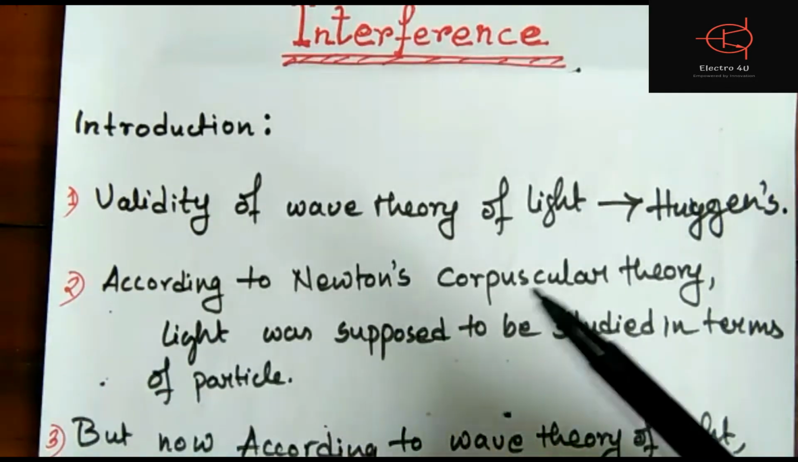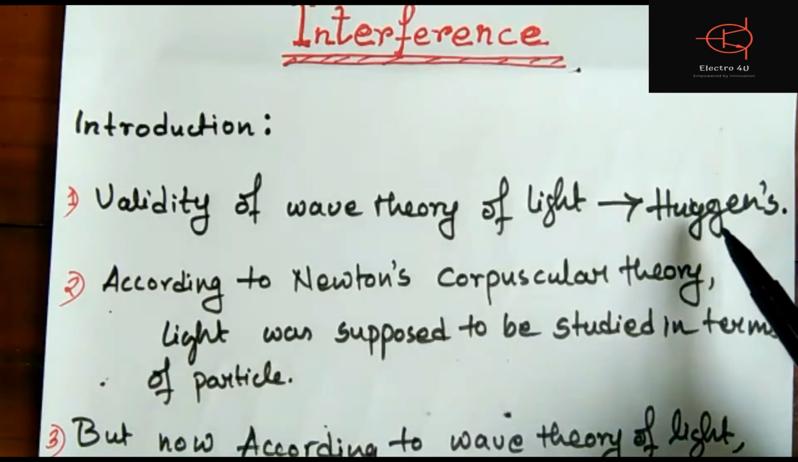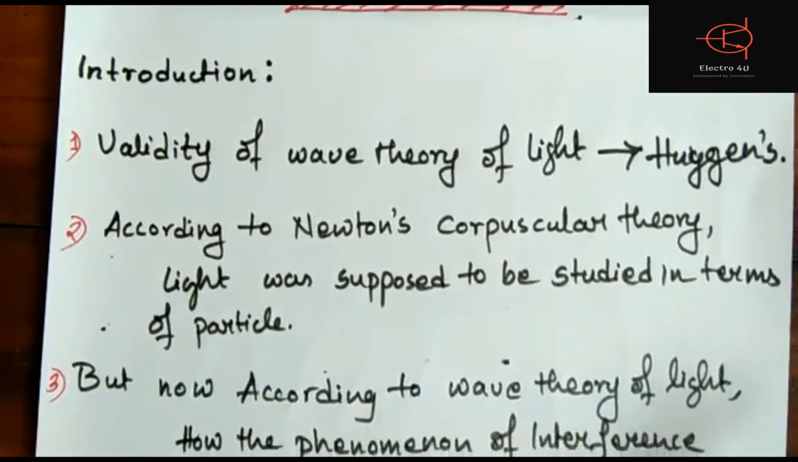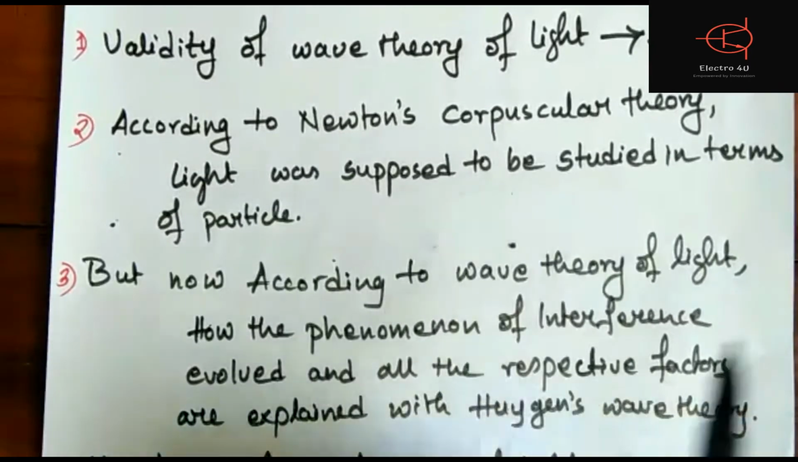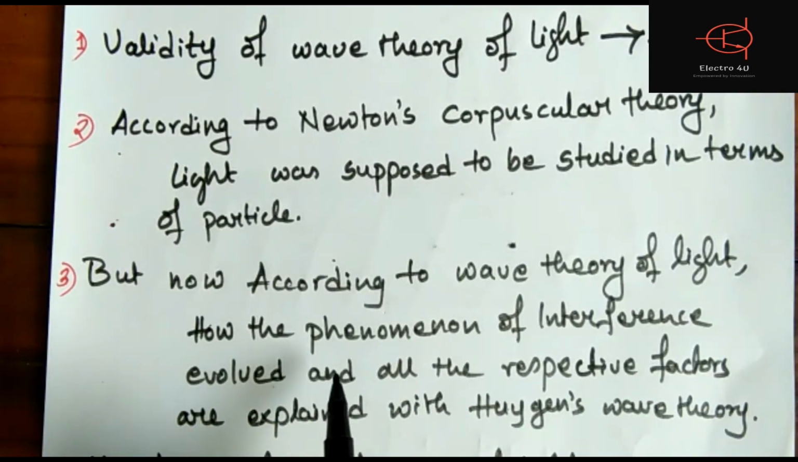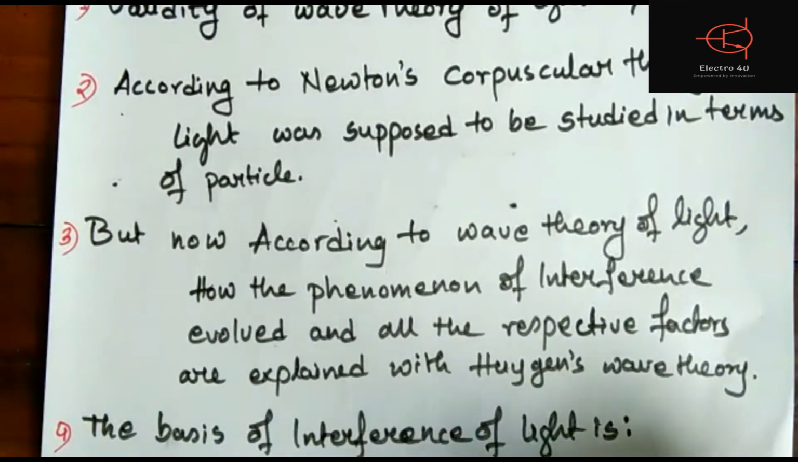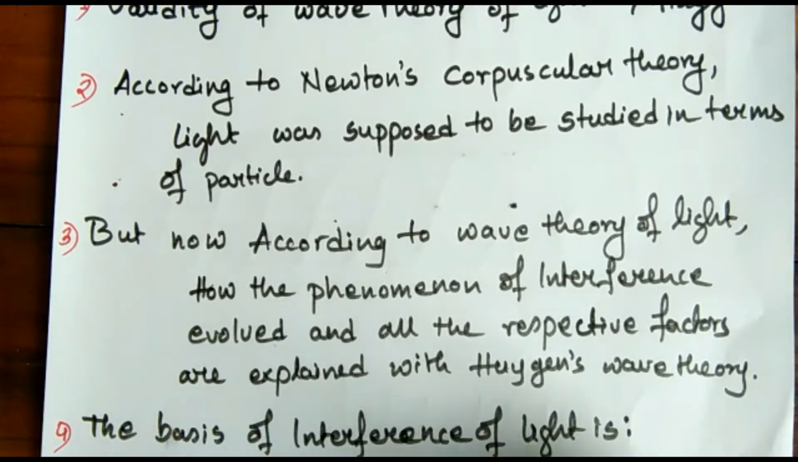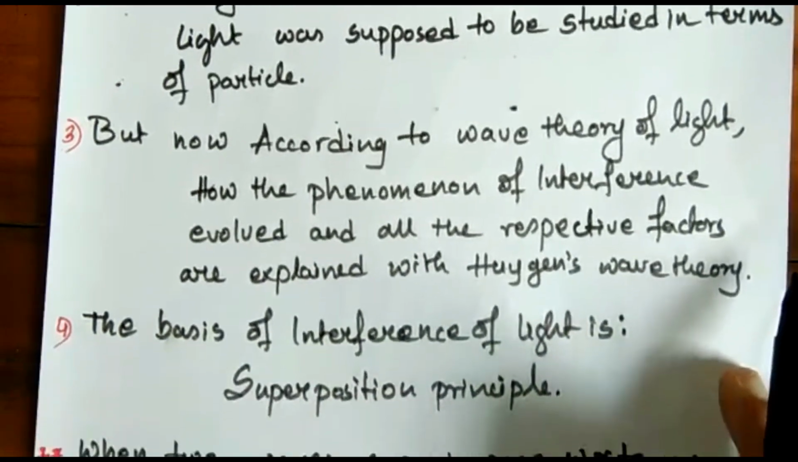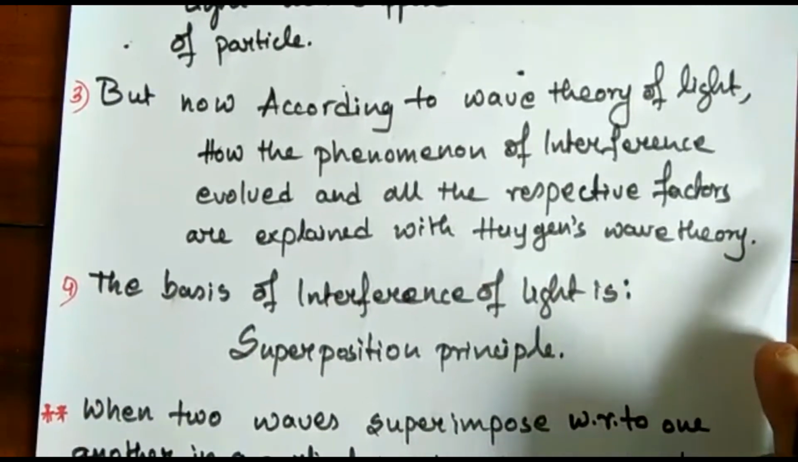But then came the wave theory of light, and it was given by Huygens. So according to wave theory of light, how the phenomena of interference evolved and all the respective factors were explained with Huygens wave theory. And let me tell you that in the interference of light, the superposition principle plays a great role. And how interference is explained by superposition principle, we will see a little bit later.